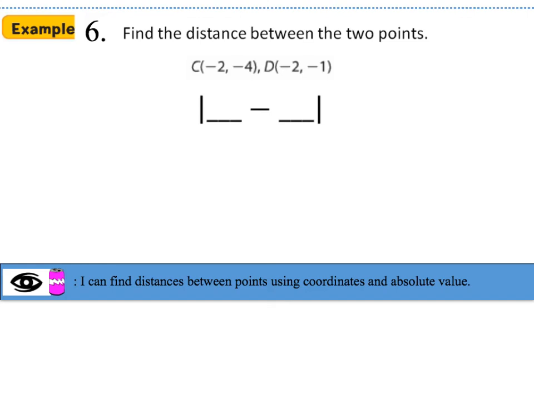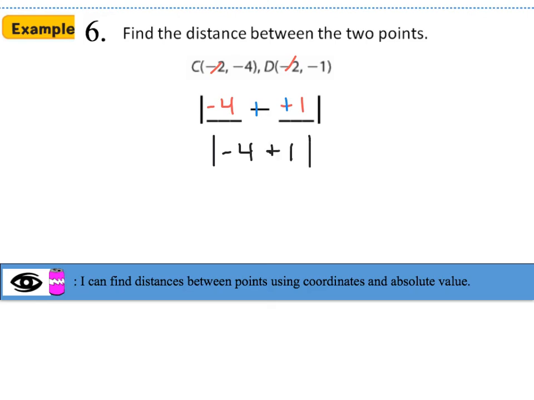For example 6, it says find the distance between the 2 points. We've got point C and point D. Let's take a look at the coordinates that are the same. Right now we've got the x coordinates that are the same because we've got negative 2 here and negative 2 here. So I'm going to place the coordinates for the y-axis inside of the absolute value formula. I'm going to place negative 4 here, and I'm going to subtract it from negative 1. I have 2 negatives standing next to each other, so these 2 negatives are going to fight. So it actually becomes the absolute value of negative 4 plus 1.